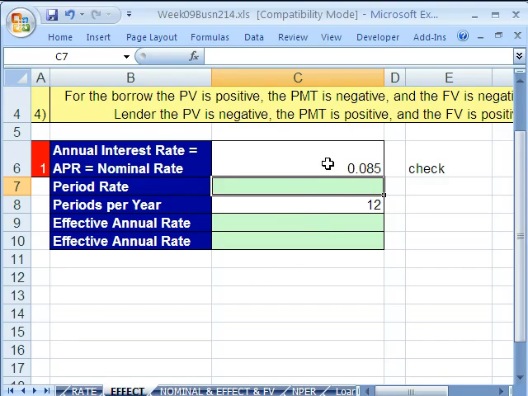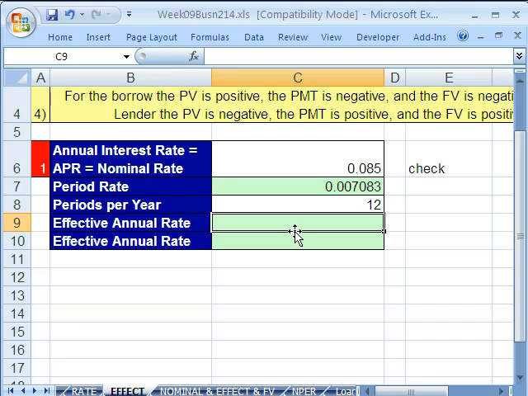Hey, here's our annual rate. Can we figure out the period rate? Sure we can. It's whatever the APR, or nominal rate, divided by the number of compounding periods. We've done this a bunch so far in this class when using PMT and future value, etc. Enter. So there it is. There's our period rate. So per month, it's less than 1%.